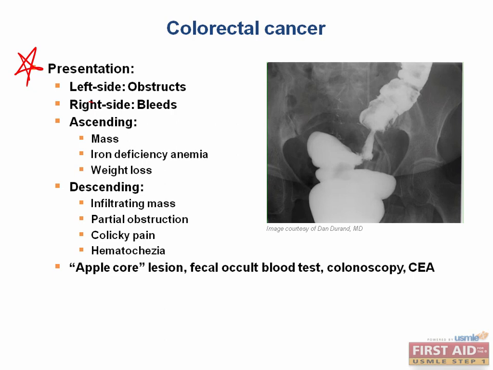Regarding diagnosis, the classic teaching is that iron deficiency anemia in older males is colorectal cancer until proven otherwise. Patients over 50 should get fecal occult blood test and colonoscopy. A barium enema in advanced cases might show an apple core lesion, which you can see here.